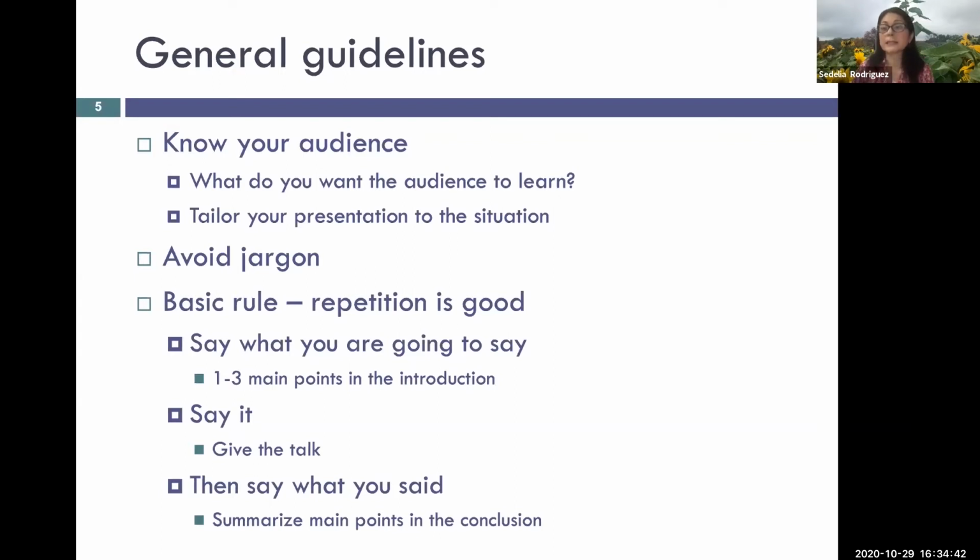Basic rule, repetition is good. Okay, so you want your audience to really know what your work is about. So you want to say at the beginning what you're going to say. And then throughout your talk, you want to say it, obviously. And then at the end, you want to summarize what you said. So summarize the main points in the conclusion. So again, you want everybody to walk out knowing what your presentation was about, right?